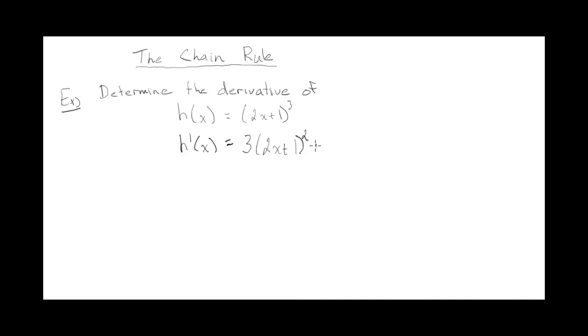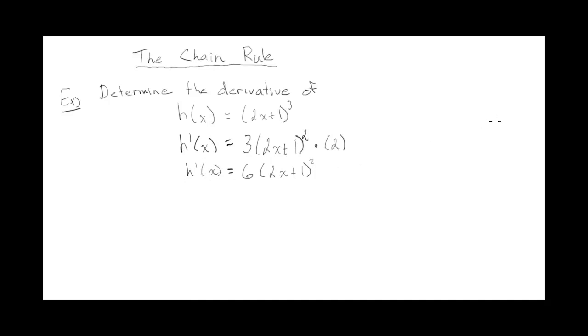And then you have to multiply by the derivative of the inside part. So the derivative of 2x plus 1 is just 2. And then you can simplify. We have a 3 and a 2 as constants, so those can multiply to give us 6 times (2x plus 1) squared. So this is what we call the power of a function rule.